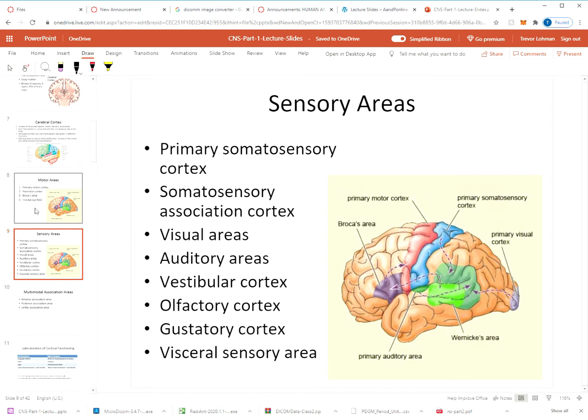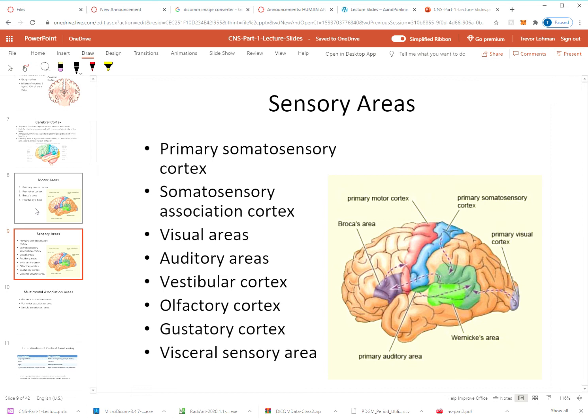Vestibular cortex, your vestibular system perceives where you are in space, whether you're accelerating, decelerating, rising, falling, tilting. Olfactory is smell, gustatory is taste, visceral sensory is feeling your stomach, like you have an upset stomach, or feeling your heartbeat or whatever. So these are all very simple little ones. This is where brain research is actually pretty good for simple tasks. Like, hey, snap your fingers, and then you can see what part of the brain is activated.